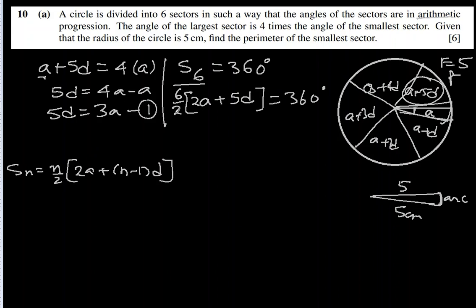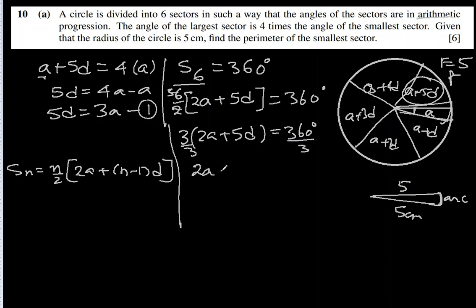Alright, can we cancel out? Yes, we can cancel this 3 here. So this becomes 3 times (2a plus 5d) equal to 360 degrees. So let's divide this by 3, this by 3, so that we are left with 2a plus 5d equal to 120 degrees, because 3 and 3 cancel, and 360 divided by 3 is 120.